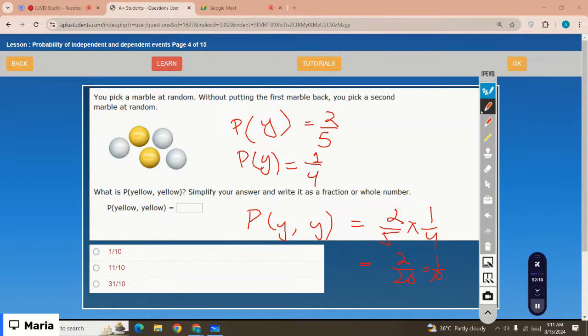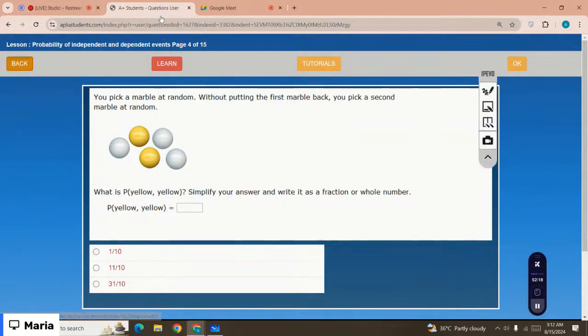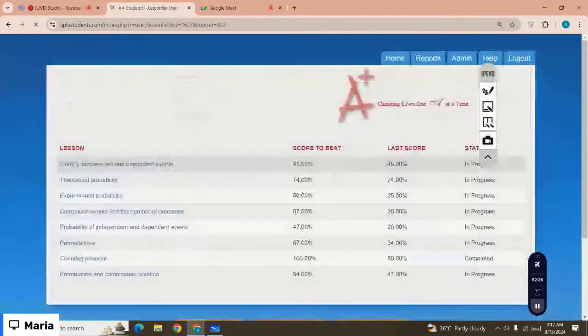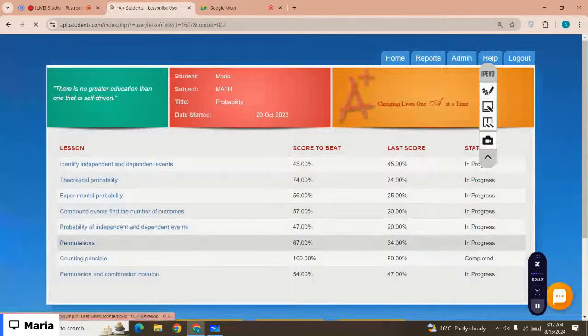Okay, you can complete the lesson by yourself later today. Let me just move on to the next lesson. So if you need more help with any of the lessons, you can simply click on this live chat button. Got it? So you don't have to go to Skype. Simply click on this live chat button. Let's just start with the next lesson, that is permutations.